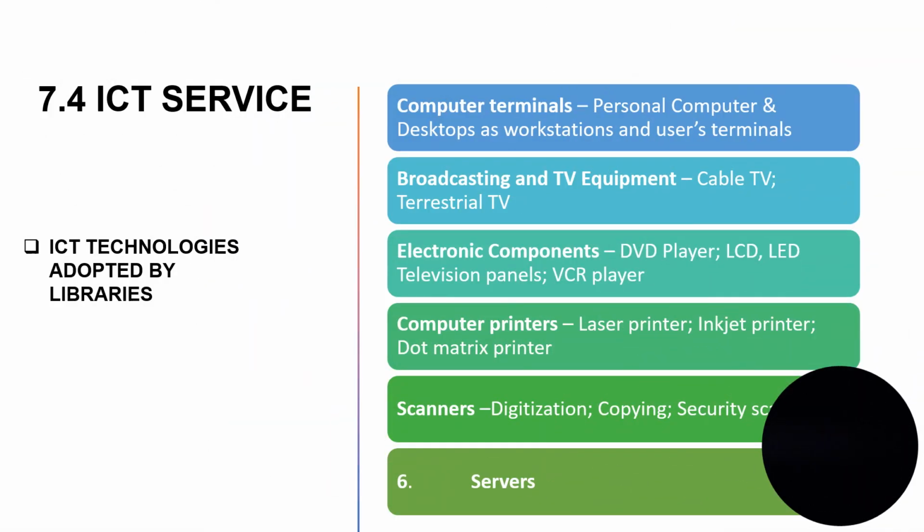Okay, ICT technologies adopted by libraries. First, we have computer terminals, personal computer and desktop as workstations and users terminals. Okay, most of the libraries nowadays, they provide computers, desktop for the users. And then broadcasting and TV equipment, cable TV, terrestrial TV. Okay, ada selalu kat library ada leisure area kan. Kat leisure area tu ada television and so on. That is one of the ICT services implemented in the library.